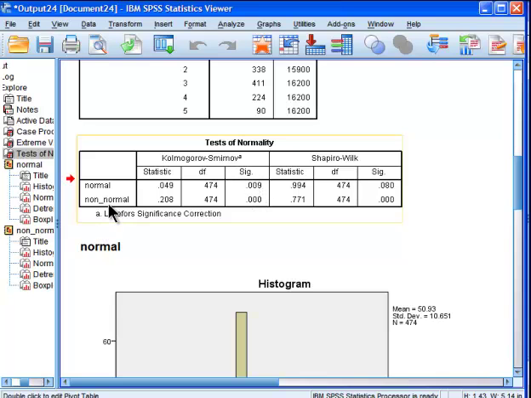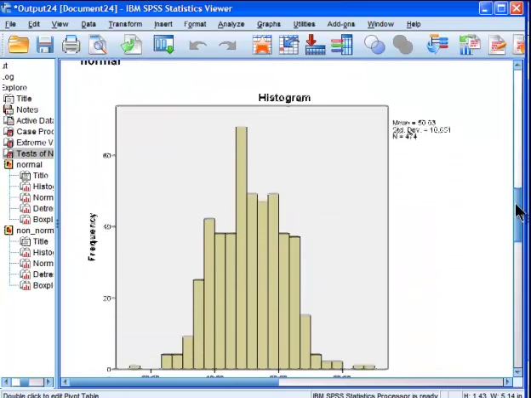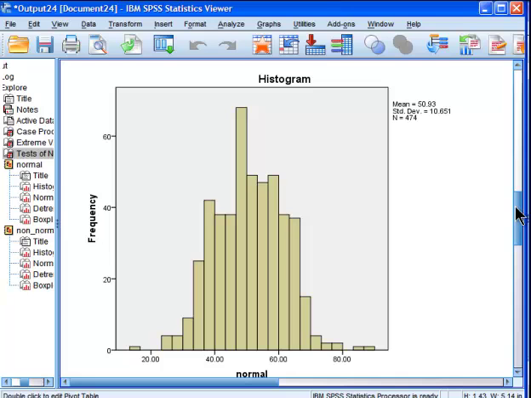When we look at the non-normal variable, both are telling us that we should reject the null hypothesis of normality. And that should be the case, because this variable is very non-normal. And we'll look at the histogram in a second. This is the histogram for the normally distributed data that was created with a program to be normally distributed. And you can see it's a nice normal distribution. It's not perfect.